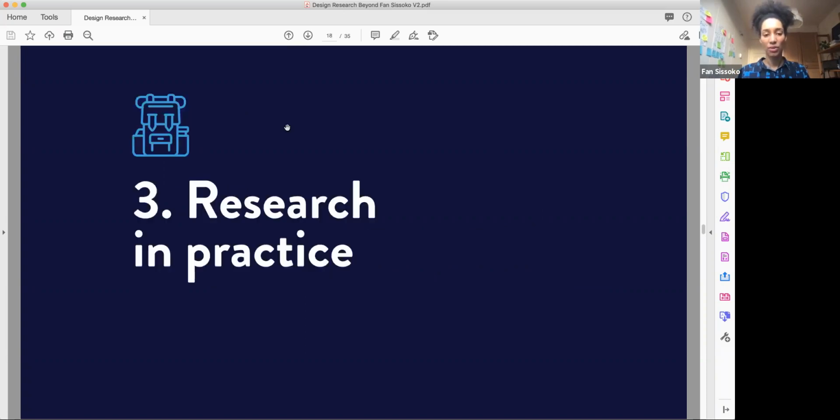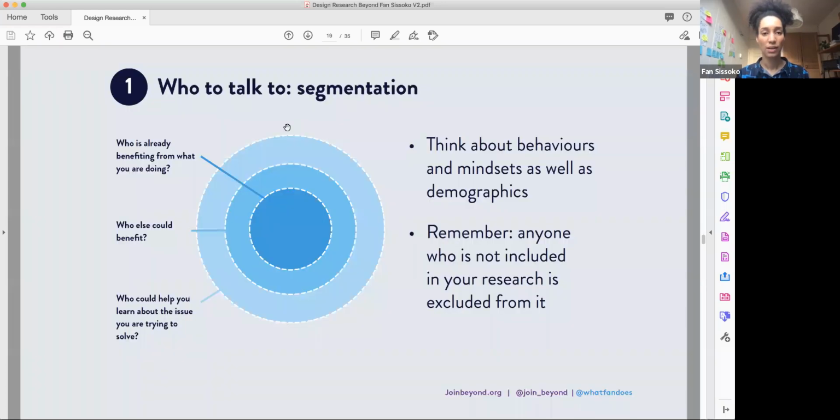And I'm going to move on to some practical considerations that you need to take into account when you're planning your research. So the first one, and the question that I always get asked, is, who should I talk to, and how do I know who to talk to, and how do I know how many people I need in my sample? So let's talk about segmentation a little bit.